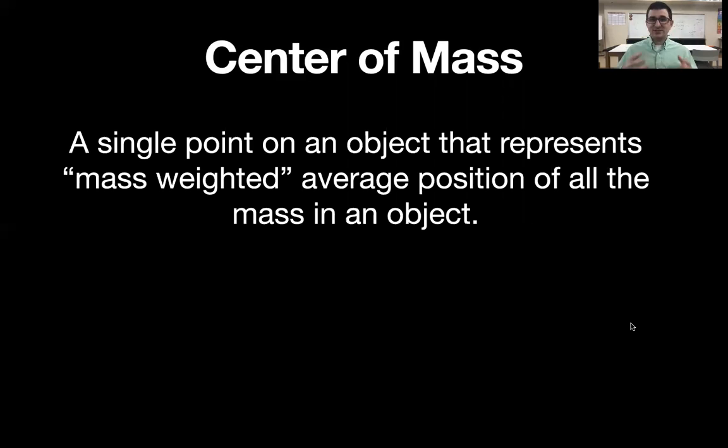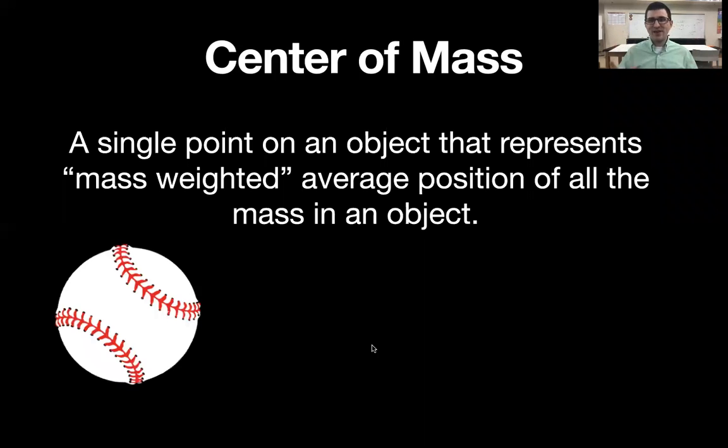Center of mass is defined as the single point that represents the mass-weighted average position of all the mass in the object. So we'll talk about what this word means, mass-weighted, but let's think about just the average position of all the mass in the object.